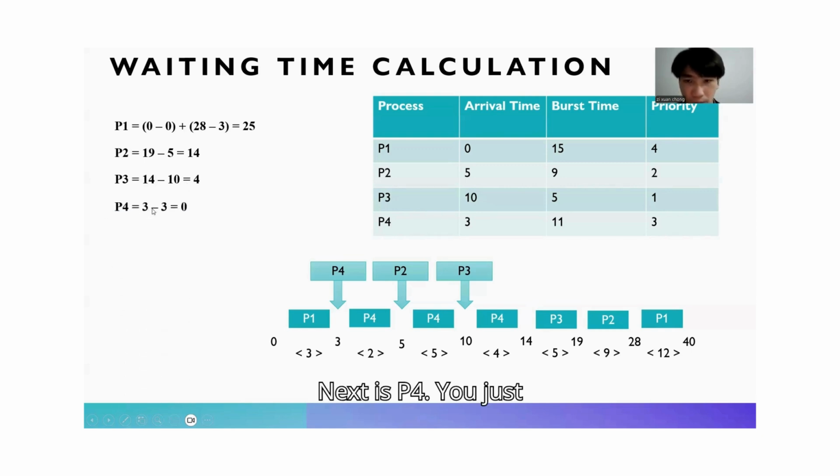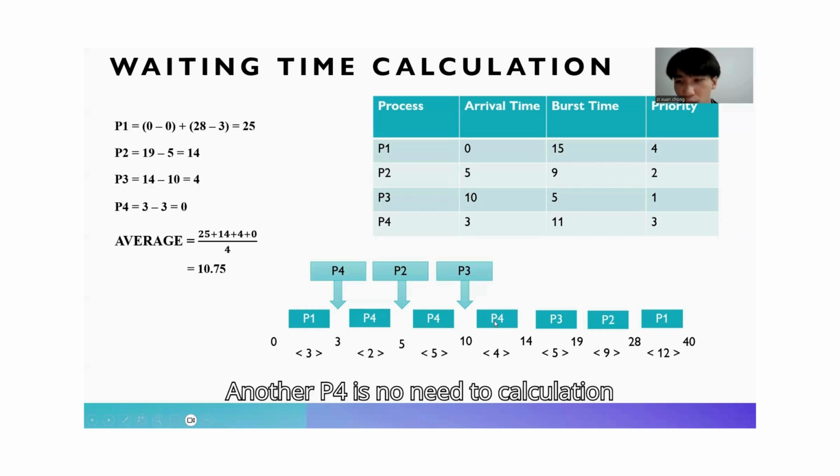Next is P4. You just see the P4. The P4 starts at time 3, right? So you just take time 3 minus the arrival time equal to 3. So this is equal to 0.